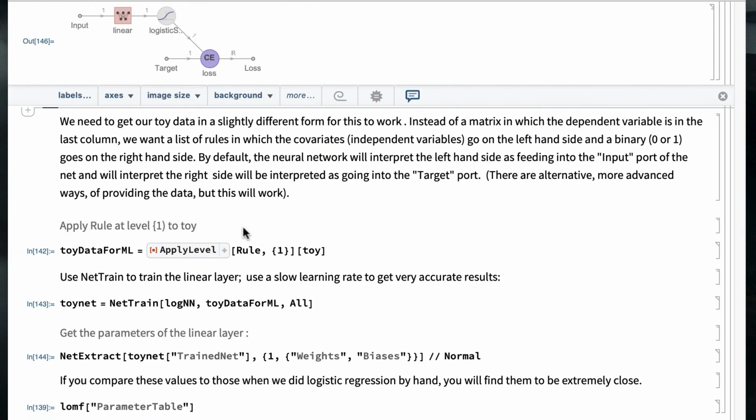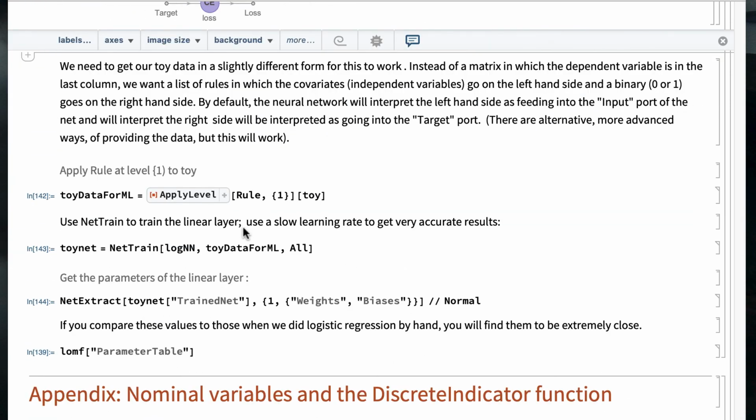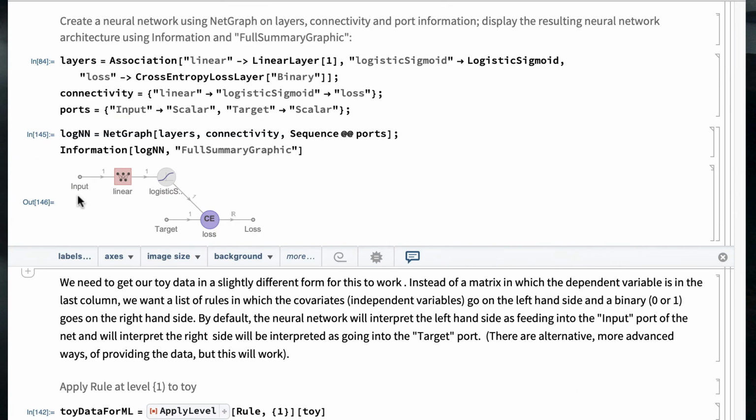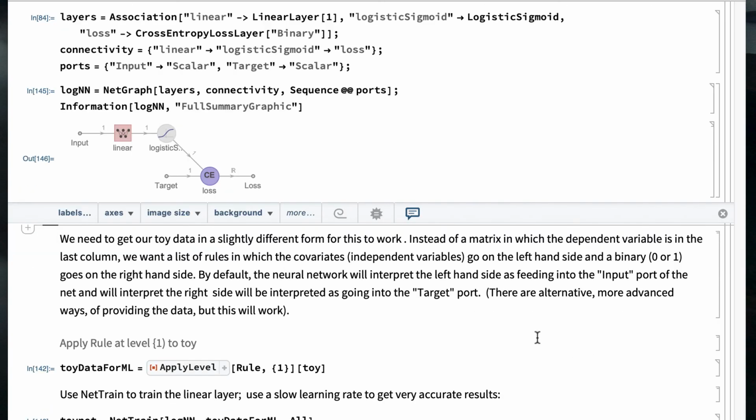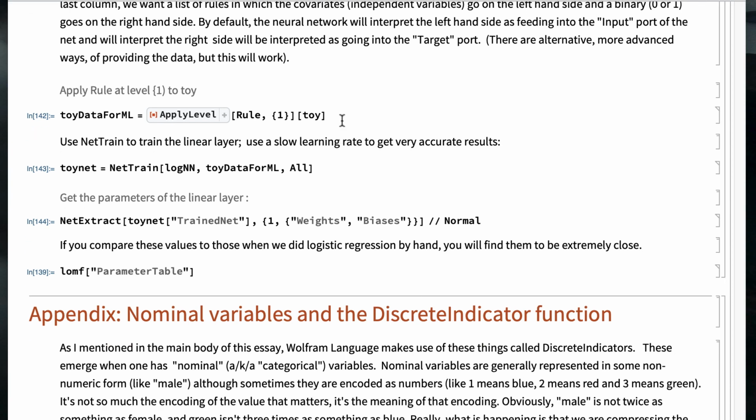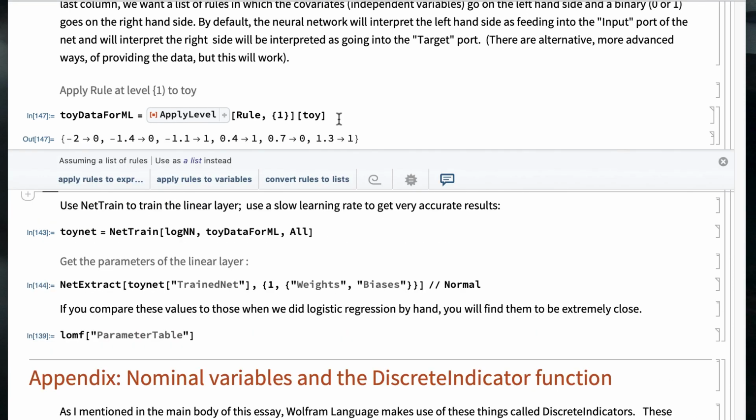All right, what else do we need? We need to get our data in the right form. Unfortunately, machine learning in Wolfram Language requires a different form than statistics. So instead of having a matrix in which the dependent variable is in the last column, we need a list of rules in which the covariates, the independent variables, go on the left-hand side, and the answer, which here is binary, 0 or 1, goes on the right-hand side. And what will happen is that the neural network will take the left-hand side and say, oh, that's what you want to go to the input, and it'll take the right-hand side and say, oh, that's what you want to go to the target. So let's actually do this. Let's put our data in the right form. There's our little toy data.